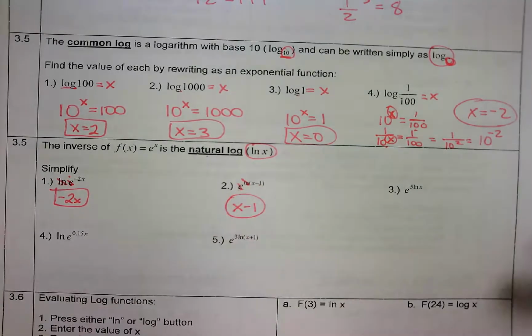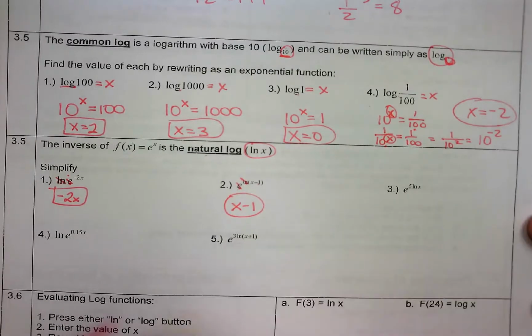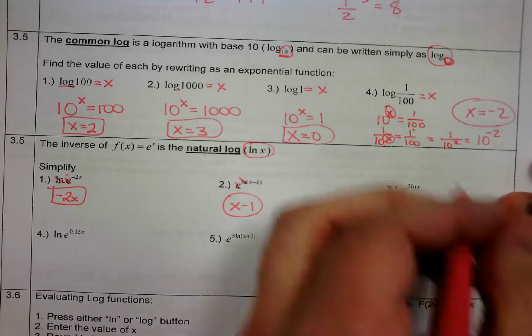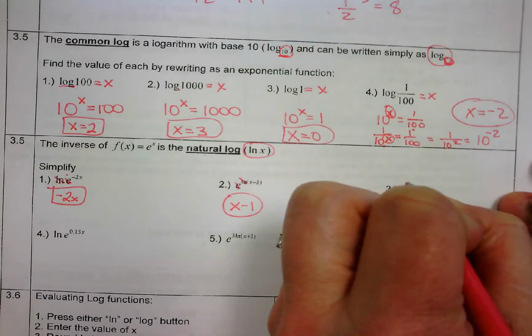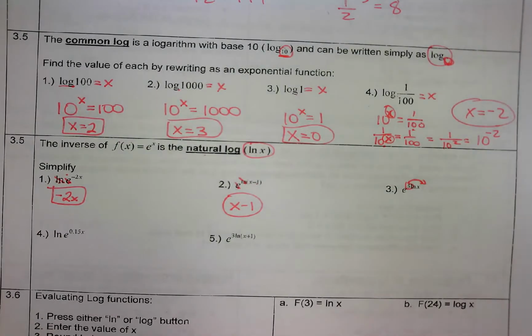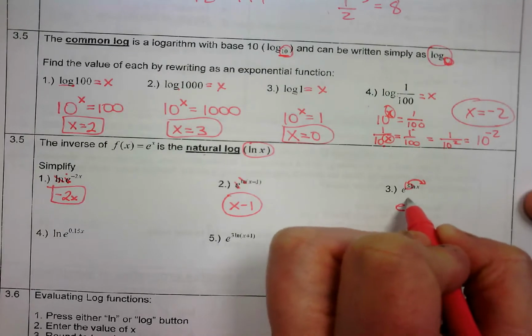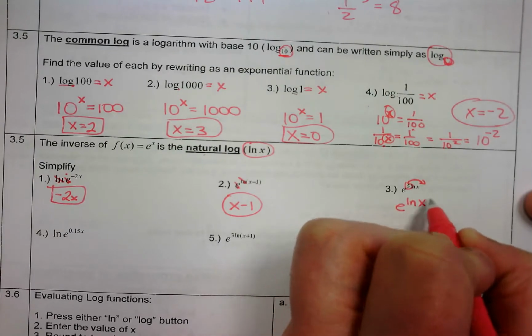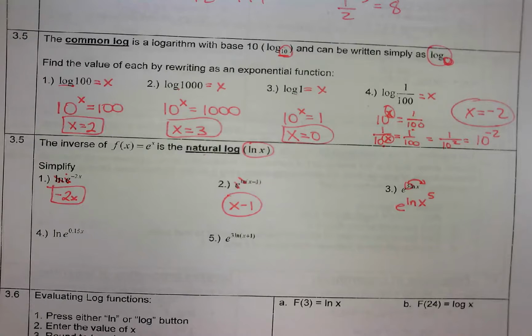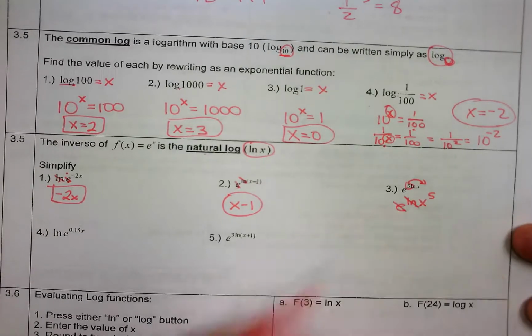Okay, so this one right here, we're going to talk about this in 3.6. I don't know why we don't do it before then, but here this really goes after this x as an exponent. So really this is e to the natural log of x to the 5th. So now that e and natural log will cancel, and we're left with just x to the 5th.